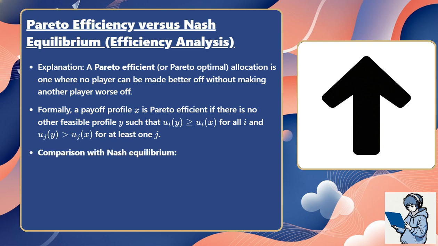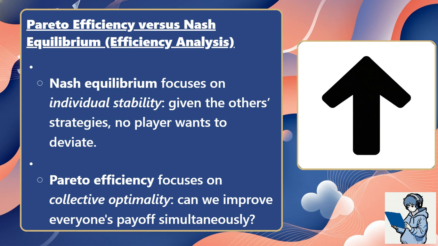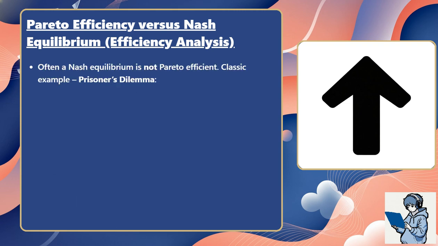Comparison with Nash equilibrium. Nash equilibrium focuses on individual stability given the others' strategies: no player wants to deviate. Pareto efficiency focuses on collective optimality: can we improve everybody's payoff simultaneously? Often a Nash equilibrium is not Pareto efficient.